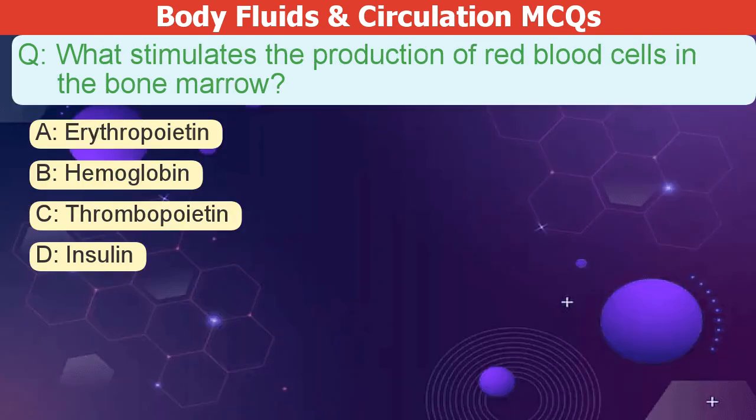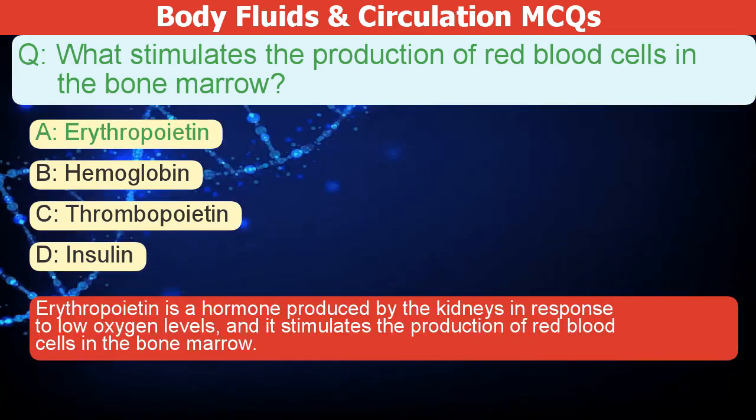What stimulates the production of red blood cells in the bone marrow? A. Erythropoietin. B. Hemoglobin. C. Thrombopoietin. D. Insulin. The correct answer is A. Erythropoietin is a hormone produced by the kidneys in response to low oxygen levels, and it stimulates the production of red blood cells in the bone marrow.